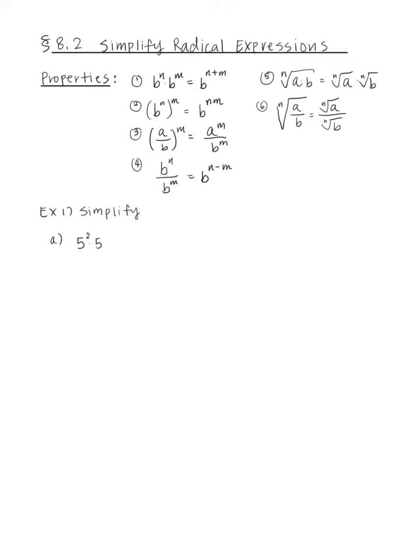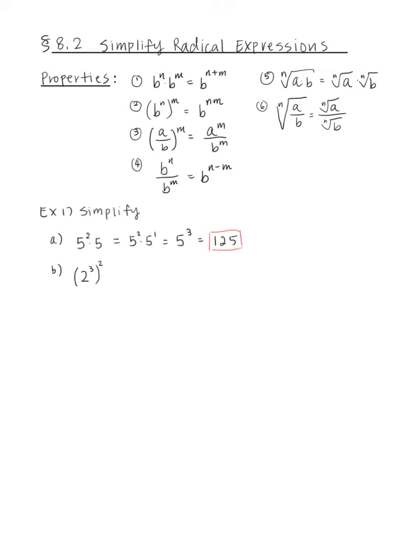Let's do some examples. Simplify 5 squared times 5. Okay, so if I apply property number 1, this is the same thing as 5 squared times 5 to the, there's an invisible 1 sitting there. So this is going to be 5 to the 2 plus 1, which is going to give us 3. So our answer is going to be 125.